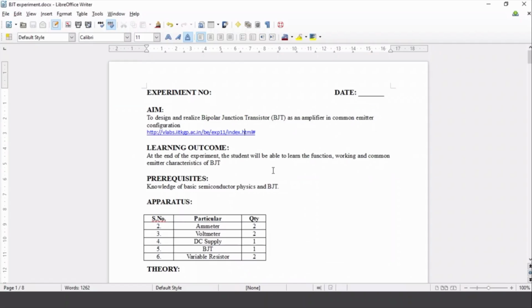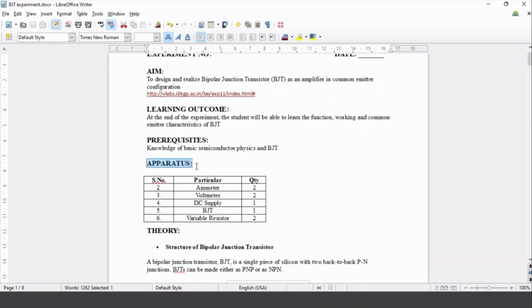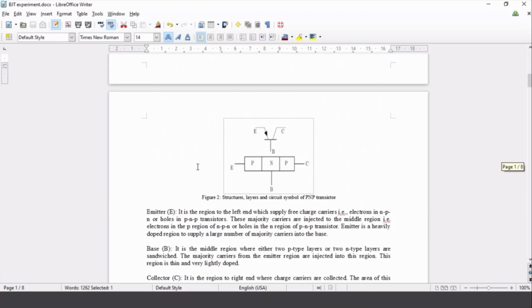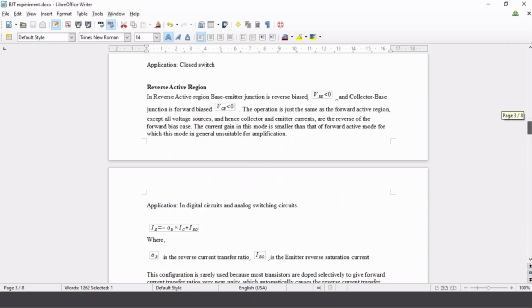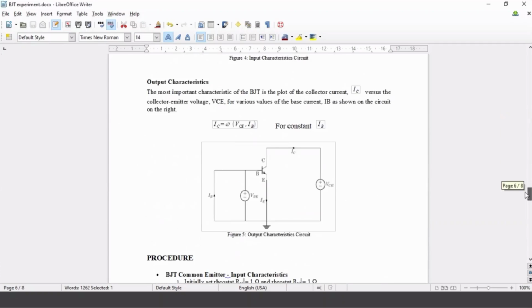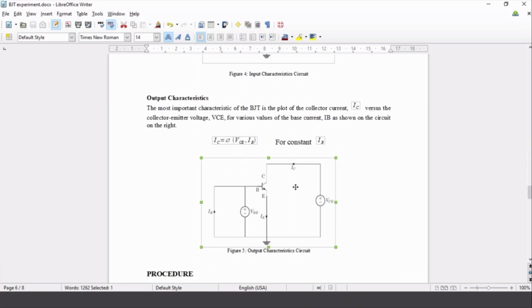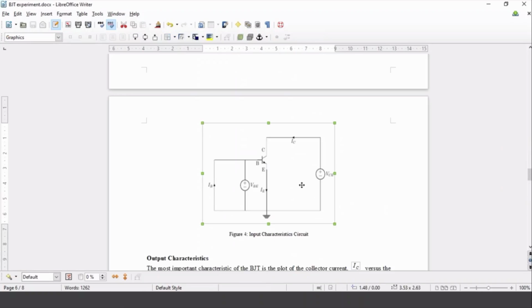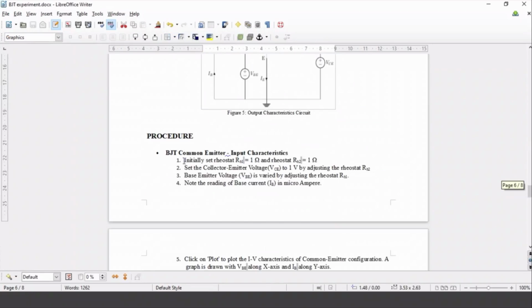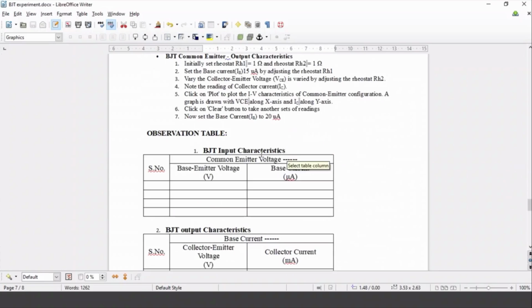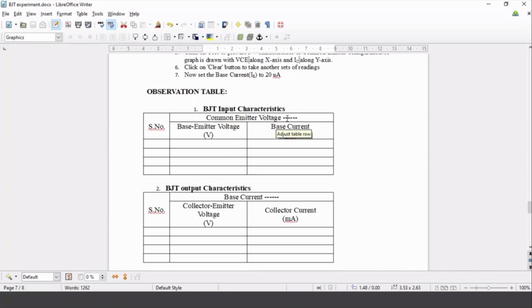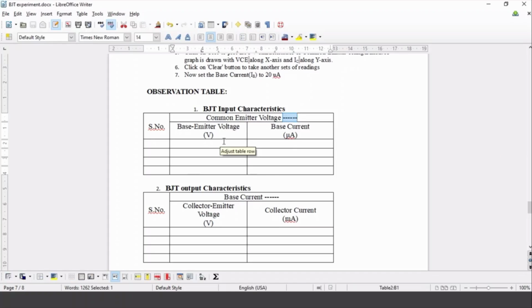Okay, so in this particular record submission for this experiment 8, what you have to do is write down the aim, the apparatus, the circuit diagrams. Only two circuit diagrams you need to draw. This is for output characteristics and this is for input characteristics. And write down the procedures for both the cases, the observation table. So here for collector emitter voltage, first value, you plot this, write down the observation table.